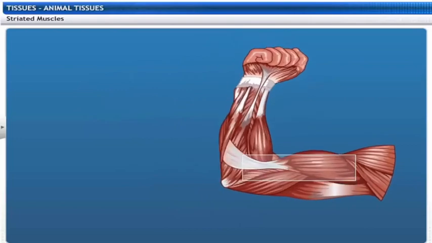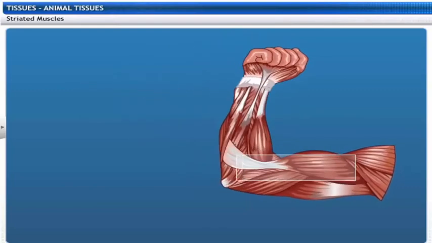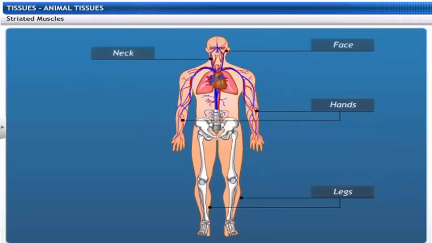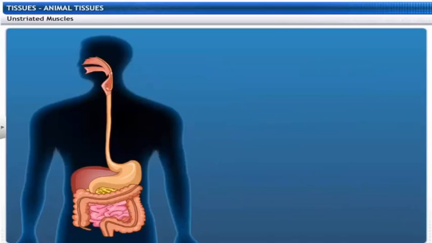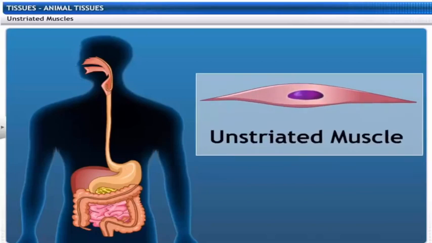These muscles help us move our limbs and lift weights at will. So, striated muscles are called voluntary muscles. They are found in our limbs, body wall, face and neck. See how the food is pushed down to the alimentary canal by the contraction and relaxation of muscles. This process is done by unstriated muscles, which are spindle-shaped with one nucleus.